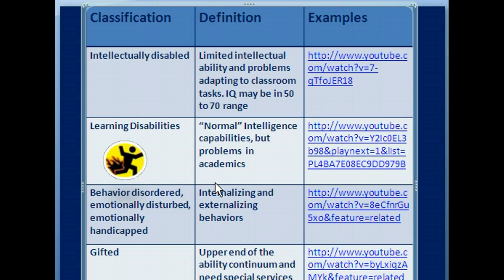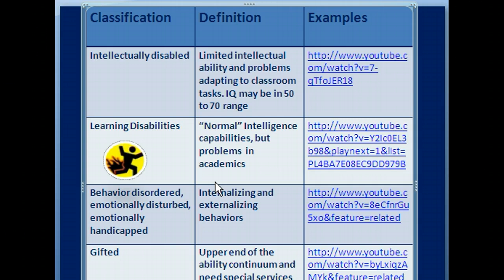If you take a look at the first one, intellectually disabled, this is usually students that have a fairly low IQ of perhaps 70 or below. To give you an example, a Down syndrome student who might be attending school could have an IQ in the range of 50 to 70, and we would classify that student. In the past, that student was classified as mentally retarded, but they have changed that label now, and the classification for such students is intellectually disabled.